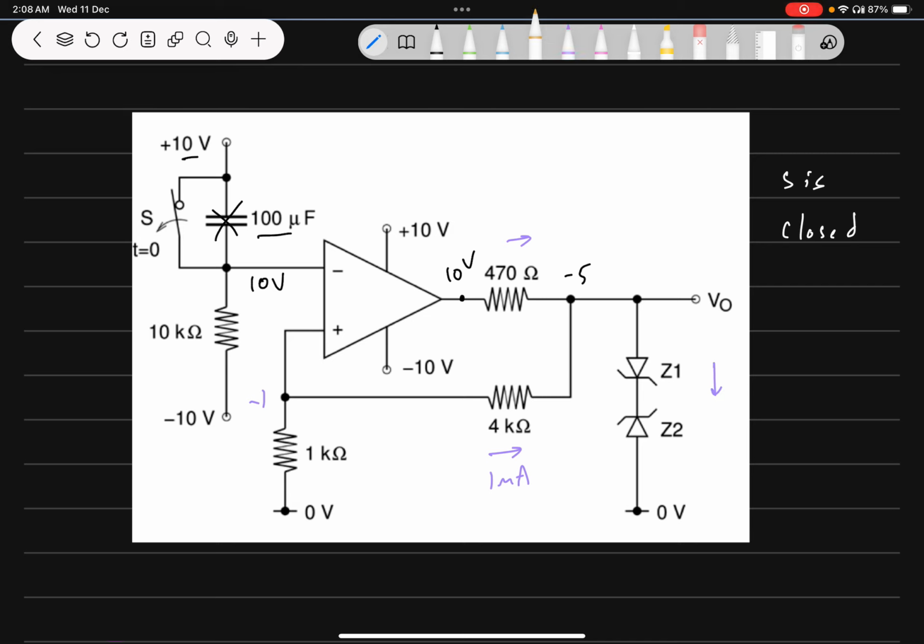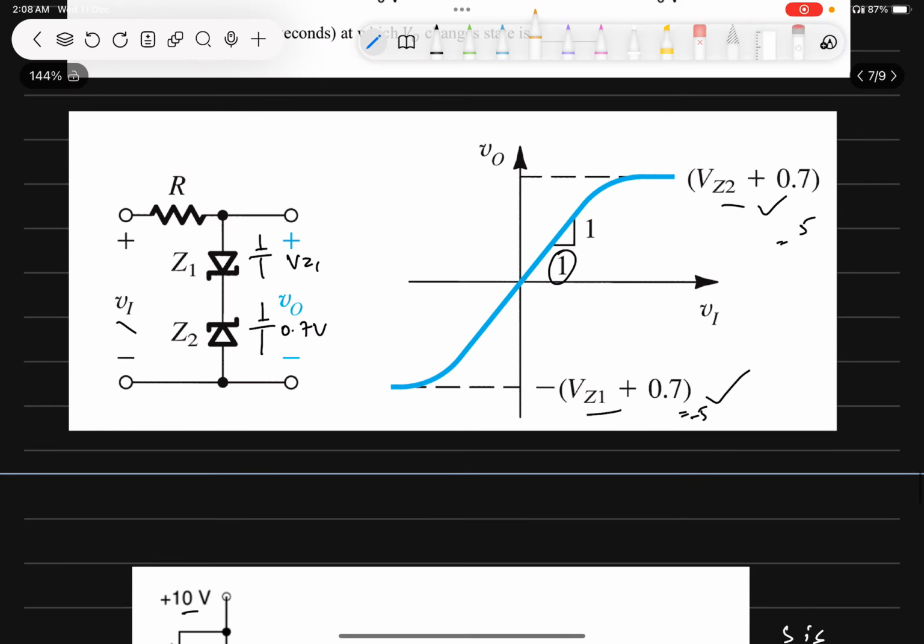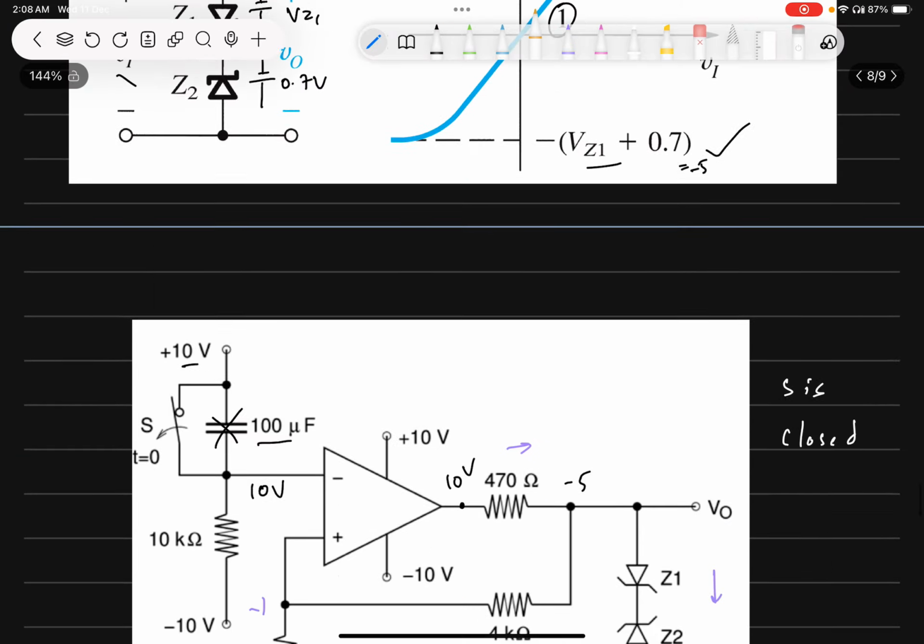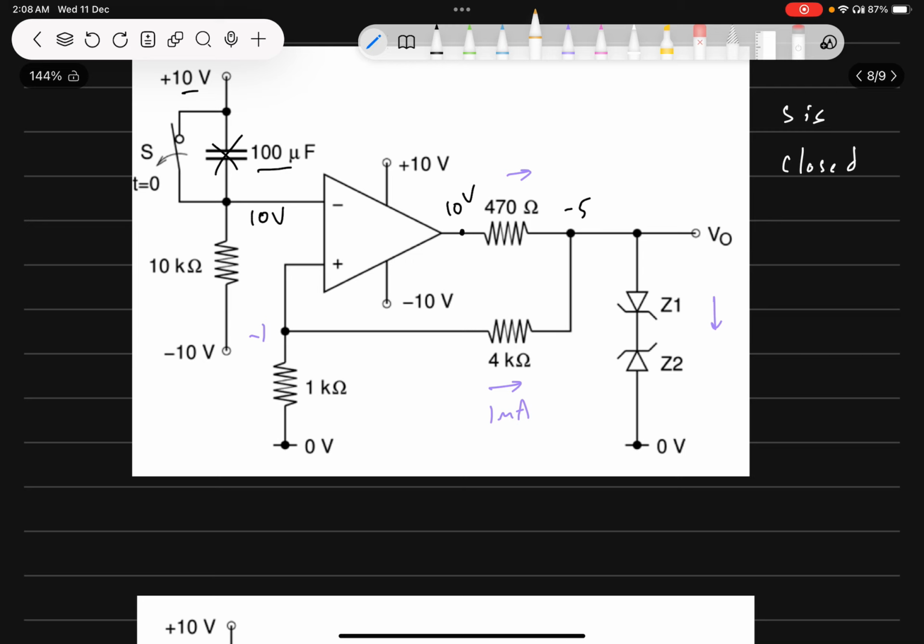If this is minus 5, then as I mentioned above, when Vi is negative, Z2 conducts. And if Z2 conducts, it must flow current in this direction. But to satisfy KCL at this node, the current is flowing in this direction. So this is an ambiguity, or rather our assumption is incorrect. So the value of the potential at this node is not minus 5. It has to be plus 5. I'll just cross check for you whether plus 5 satisfies the condition or not.